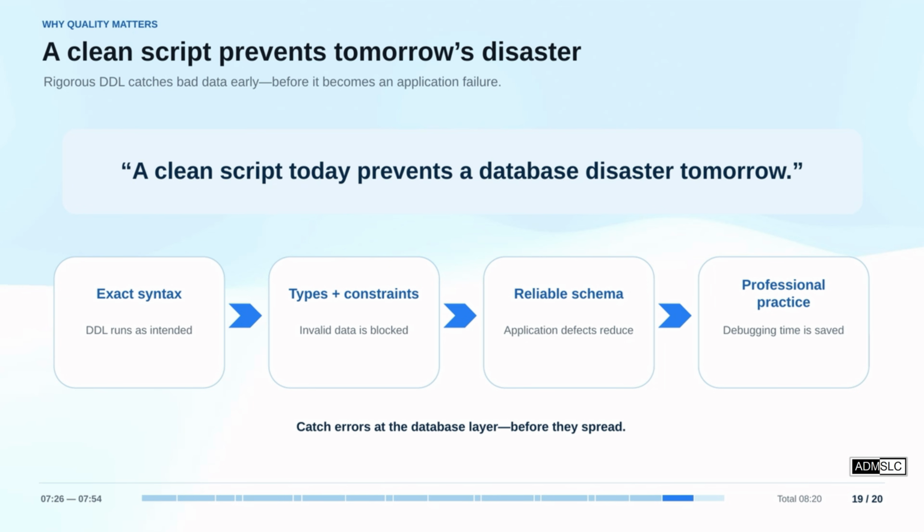A clean script today prevents a database disaster tomorrow. The rigorous syntax work you are putting in right now, defining tight constraints, selecting the exact data types, and mastering DDL, is exactly what stops terrible data from breaking your software applications down the line. Catching an error at the database schema level, that saves countless hours of debugging application code later. It is literally the hallmark of a professional software engineer.